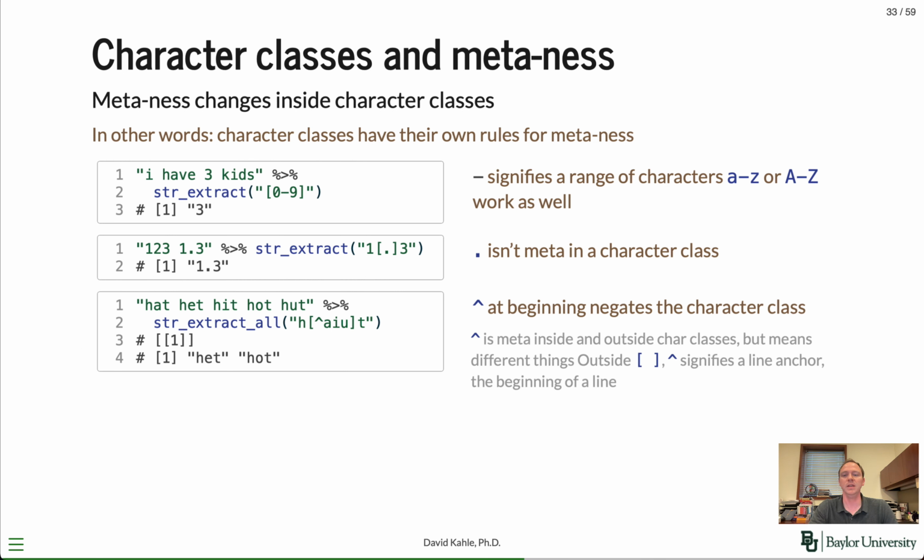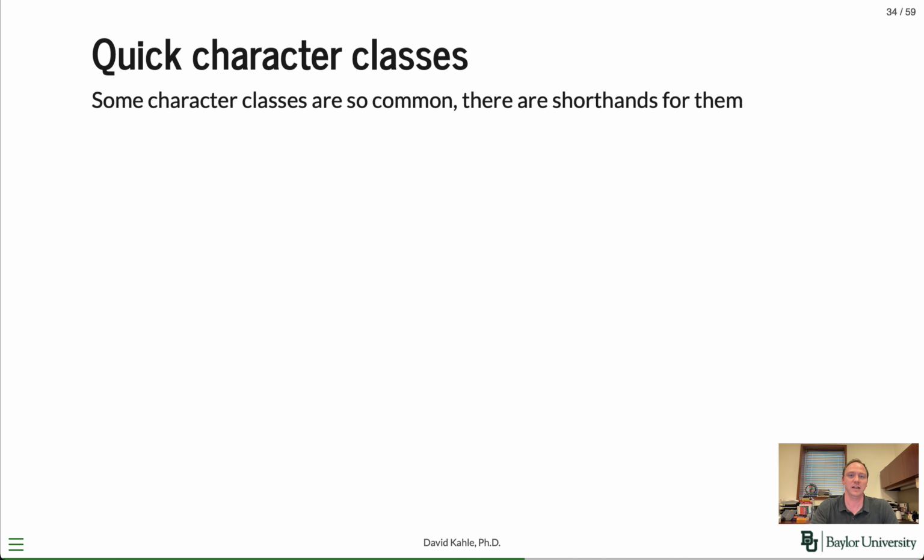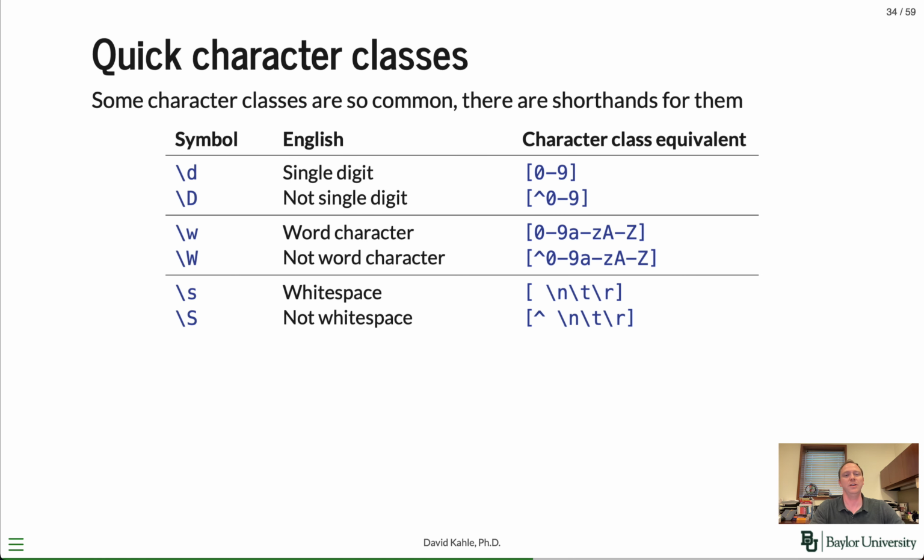Now, outside of a character class, the caret is still meta, but it has a different significance. Its significance is not negate, its significance is as a line anchor, and we're going to see that in just a little bit, okay? Now, some character classes are so common to type that there's actually a shorthand version, so you don't have to even type in the character class, okay? These are called quick character classes, okay? And there are a handful of them depending on what you want to do, but I'll say that the most common ones are the ones that you see right in front of you, okay?